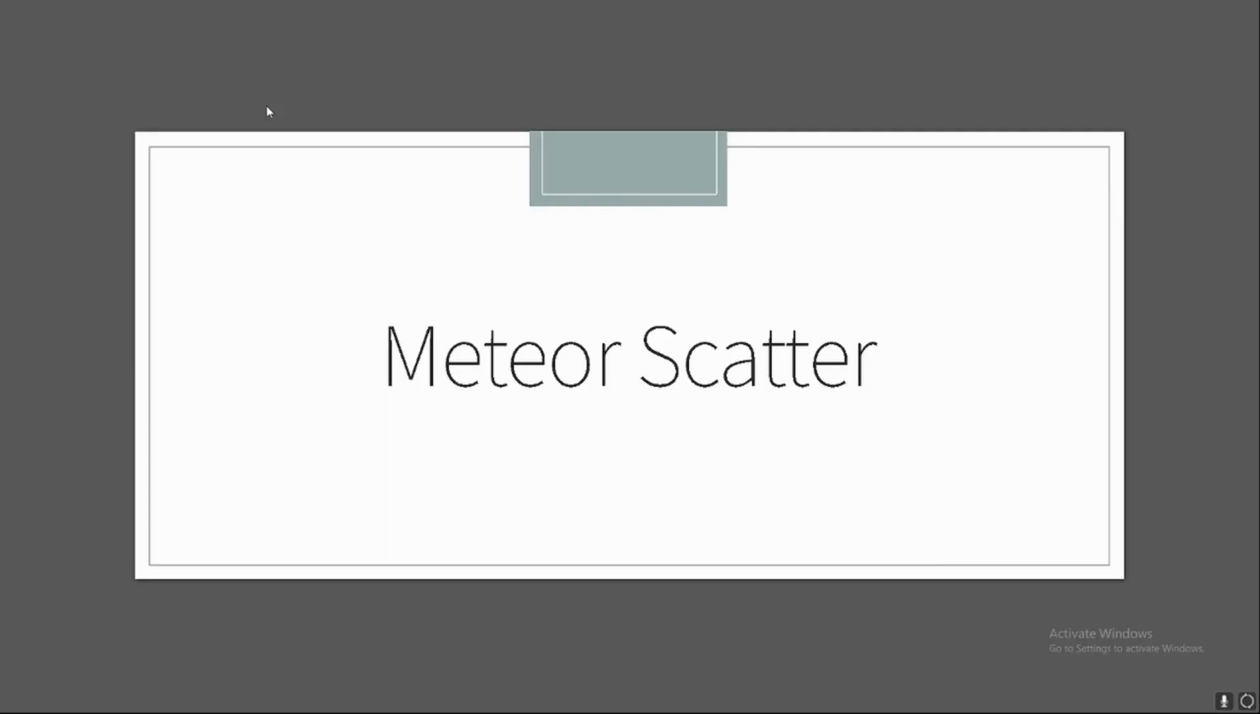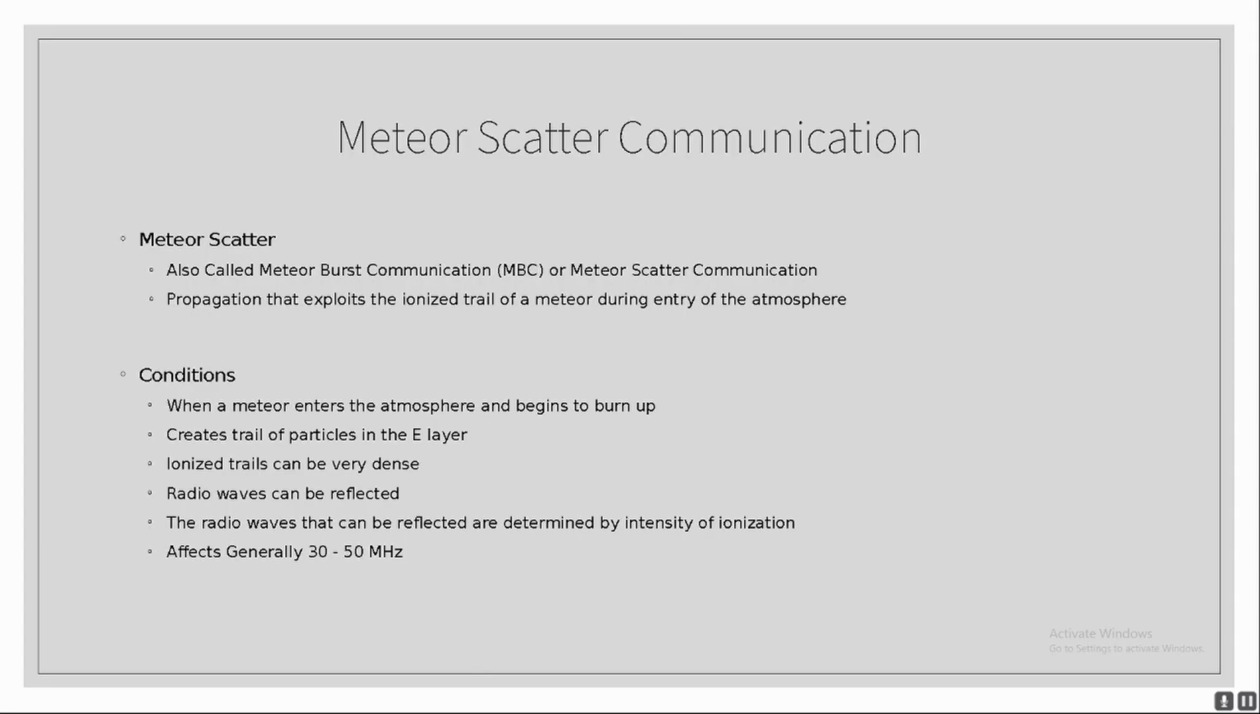So, meteor scatter. Meteor scatter is a lot of fun. Meteor scatter, also called meteor burst communications or meteor scatter communications, is propagation that exploits the ionized trail of a meteor during entry of the atmosphere. So when the meteor comes in and starts burning up, there'll be ionized particles in that trail that become, I guess, the pathway for the signals to travel on.